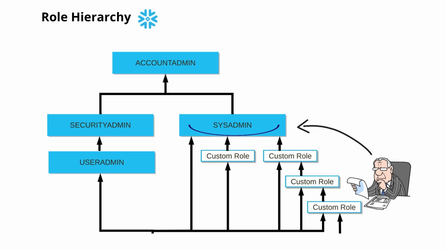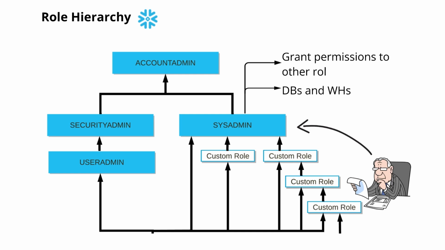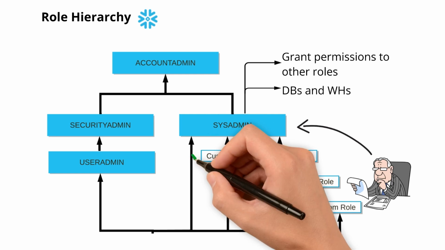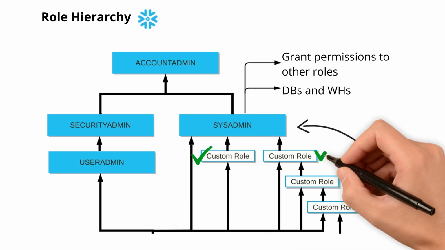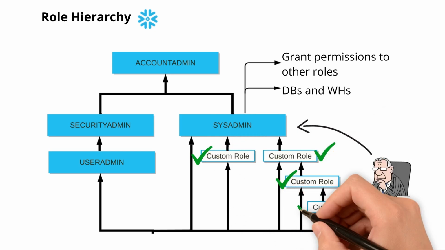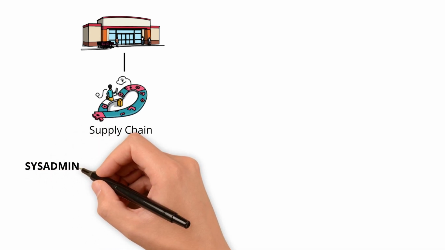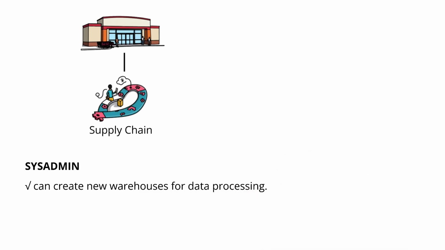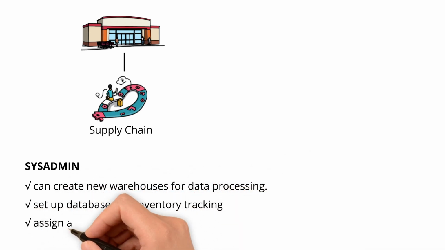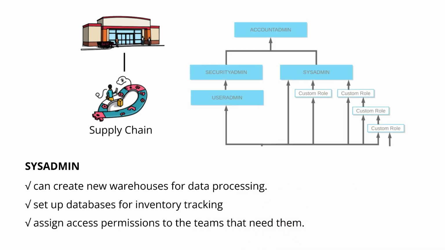This makes SysAdmin a central point of control because SysAdmin owns the top level objects like databases and warehouses, and it can grant permissions to other roles. To be clear, a SysAdmin can give the custom role data analyst the permission to use a specific warehouse or read data from a database. This means SysAdmin can control everything the custom roles can do. For example, in Walmart's supply chain Snowflake account, the SysAdmin can create new warehouses for data processing, set up databases for inventory tracking, and assign access permissions to the teams that need them.